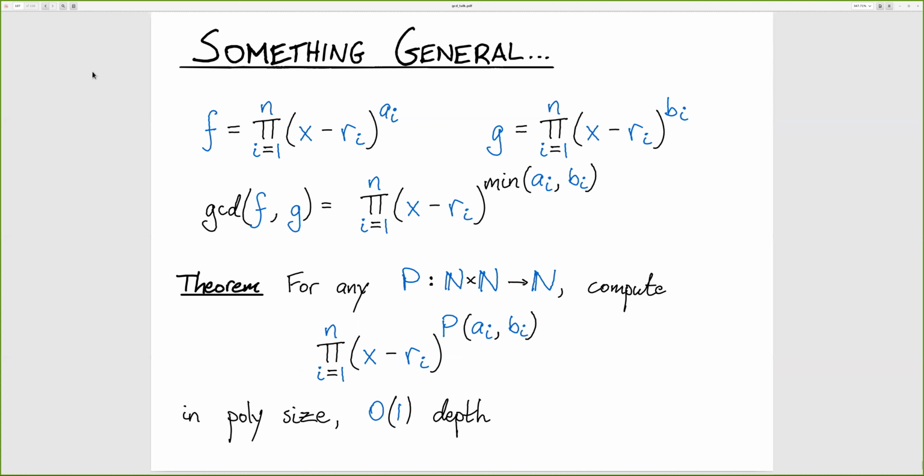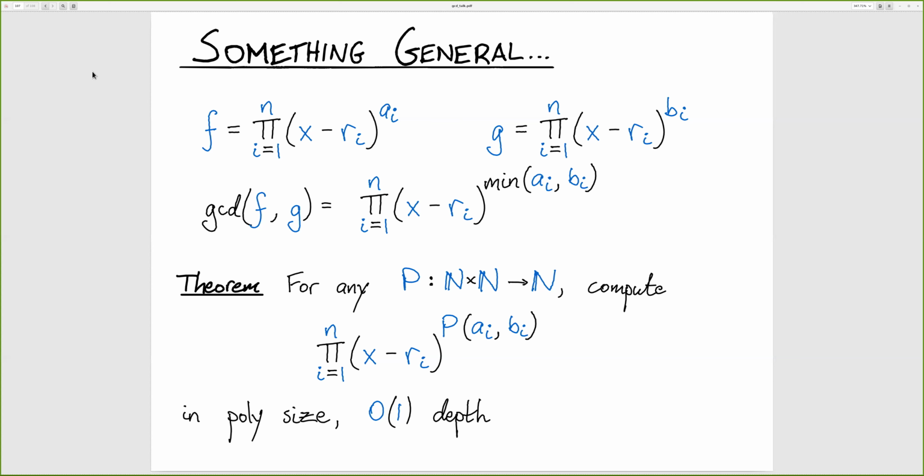I don't know what to do with it, but in fact, you can put any function defined on natural numbers here, and you can compute that in constant depth and polynomial size, where the polynomial is in the size of the input and the size of the output. You could be really evil and pick a function that makes me write down a gigantic polynomial on very small inputs. So of course I have to pay polynomial in the size of the output just to write it down.